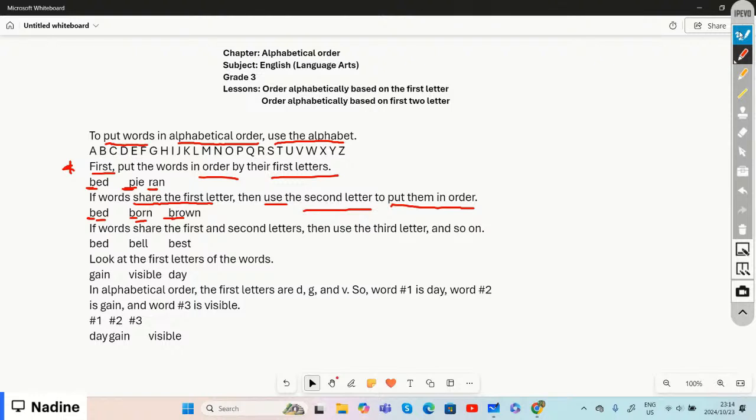If we look at an example once again of putting words in order alphabetically, they already put the words in order for us.